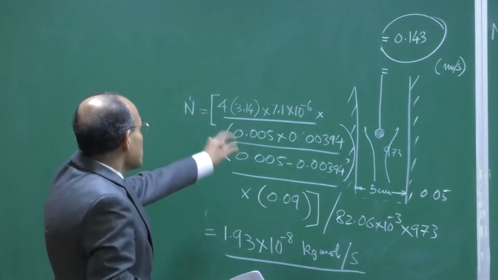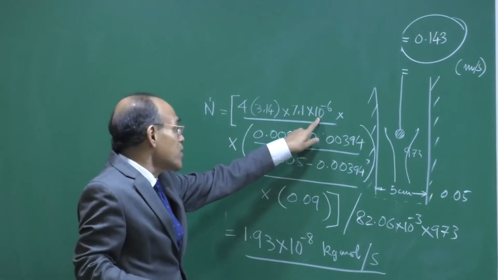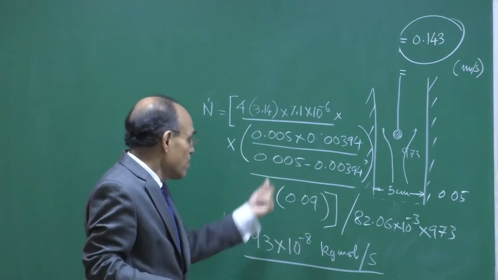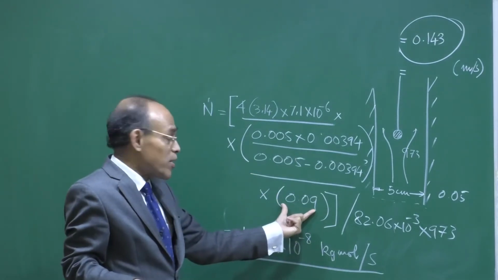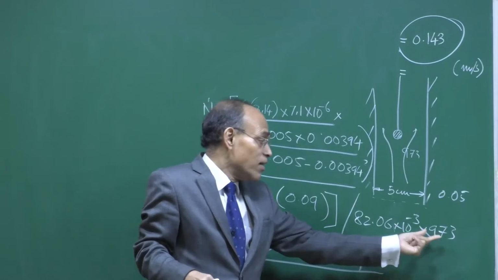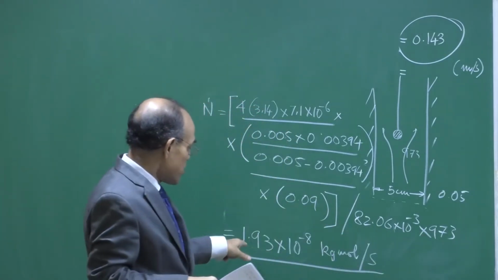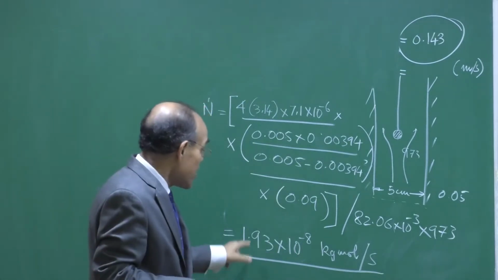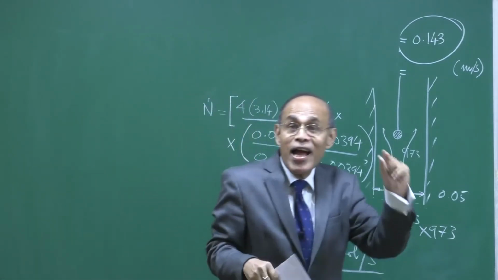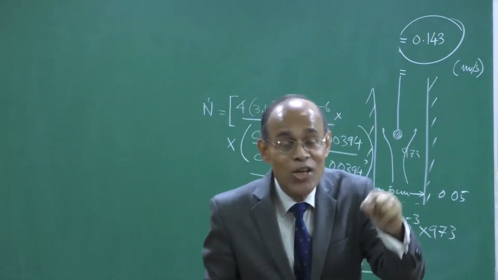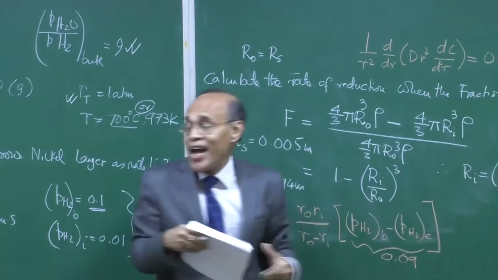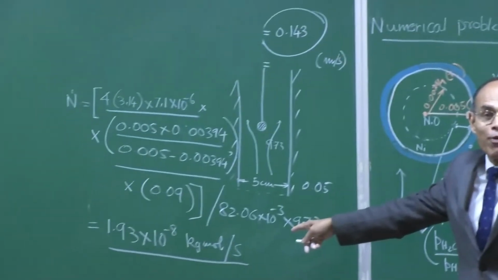Simply plug in the values. So, you understood: 4 multiplied by pi multiplied by the diffusion coefficient, multiplied by R0 into Ri divided by R0 minus Ri, multiplied by the concentration difference in terms of partial pressure, divided by R and multiplied by T. If you just do this, this is the value that you are going to find, and this is the rate of reduction applicable at f equal to 0.5. If you change f, for example to 0.7, you can understand that the Ri value will come out different, and as a result the rate will also come out different.